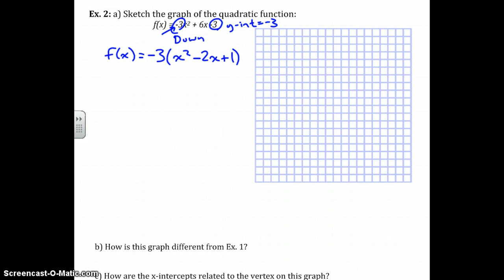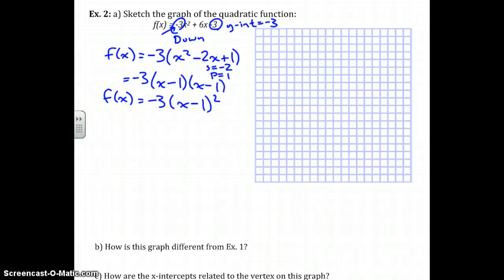Then the next step: we've got the negative 3, and looking at the three terms, we're looking at sum and product. We're looking for a sum of negative 2 and a product of 1. The numbers that do that are negative 1 and negative 1, so we get x take away 1, x take away 1. We could condense that into f of x equals negative 3 bracket x take away 1 all squared. If you see a function written like that, it's because both of those factors are the same.